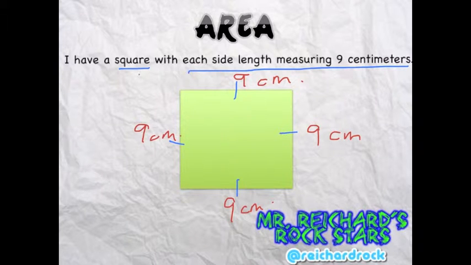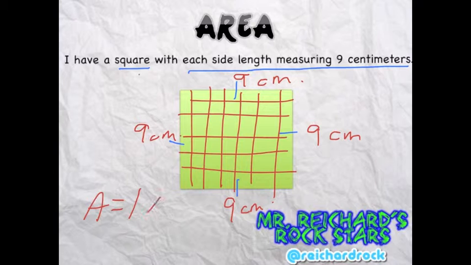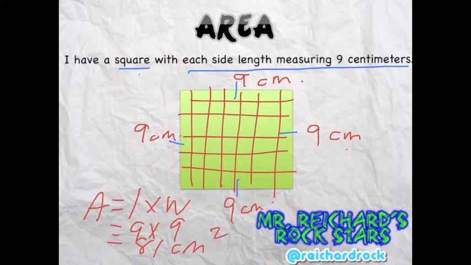So I would take 9 plus 9 plus 9 plus 9, or 9 times 4. If I want to find out how many square units are covering this figure, think array. I have 9 columns and 9 rows. I could either count like that, or I could simply multiply length times width. In this case, they're both the same number. 9 times 9, my area is equivalent to 81 centimeters squared. There are 81 square units covering this square.